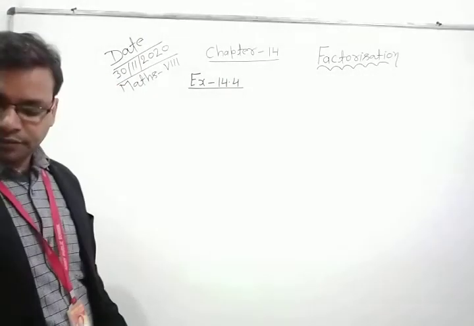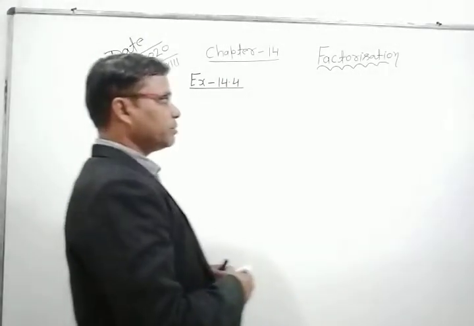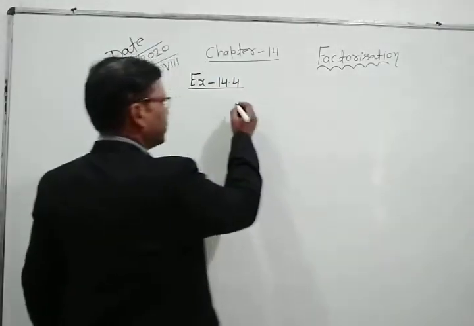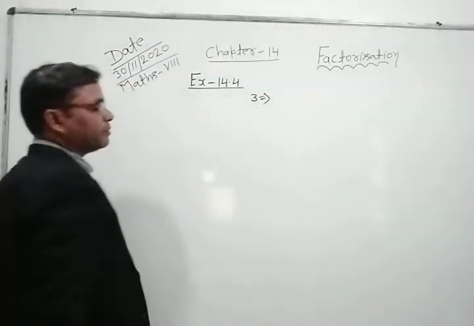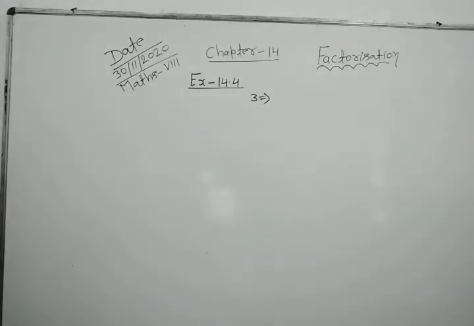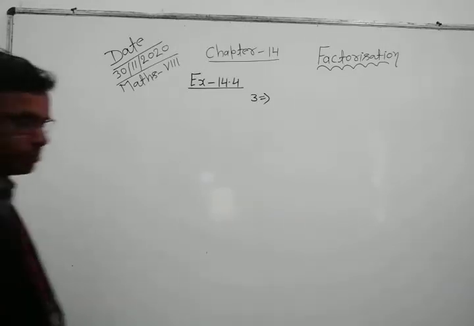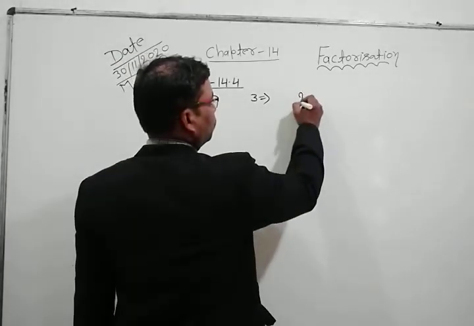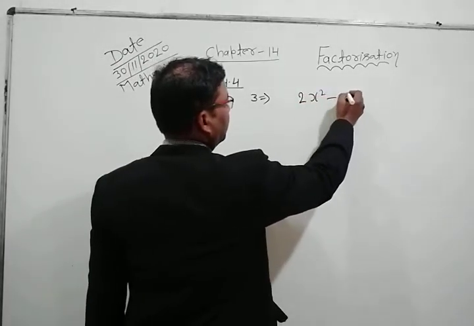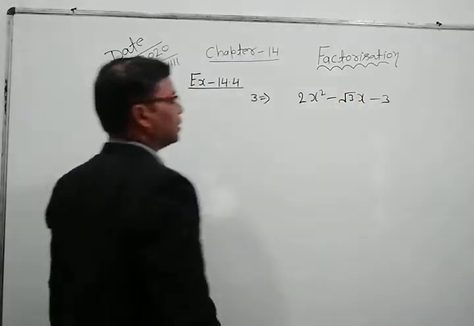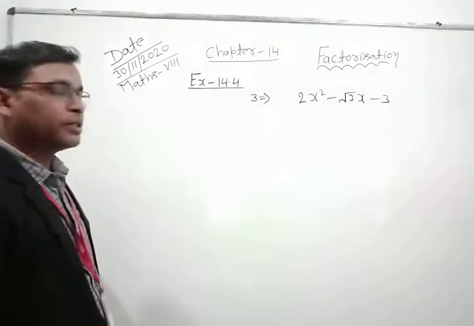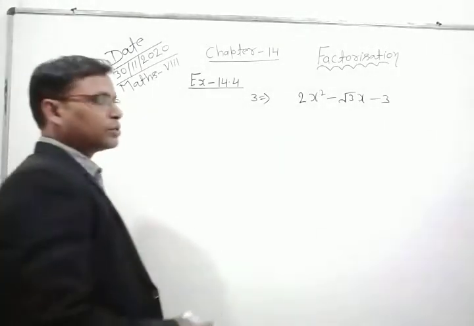Now, question number 3 is given here. Write the question number 3. What do we have in question number 3? Question number 3 is 2x square minus root 3 x minus 3. 2x square minus root 3 x minus 3. This is question number 3. Clear?